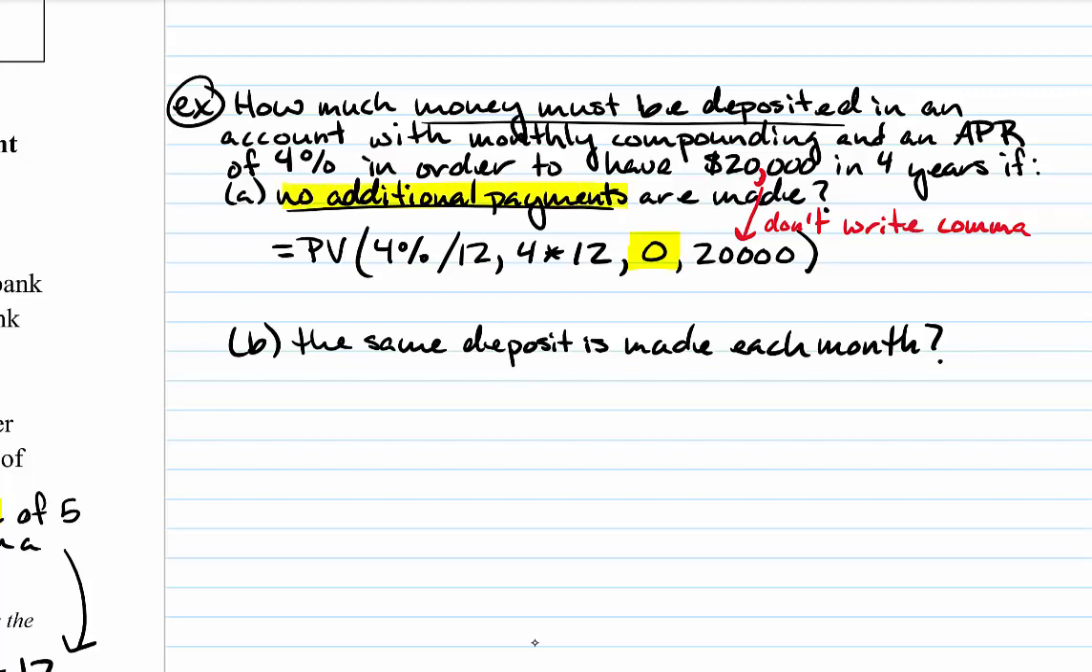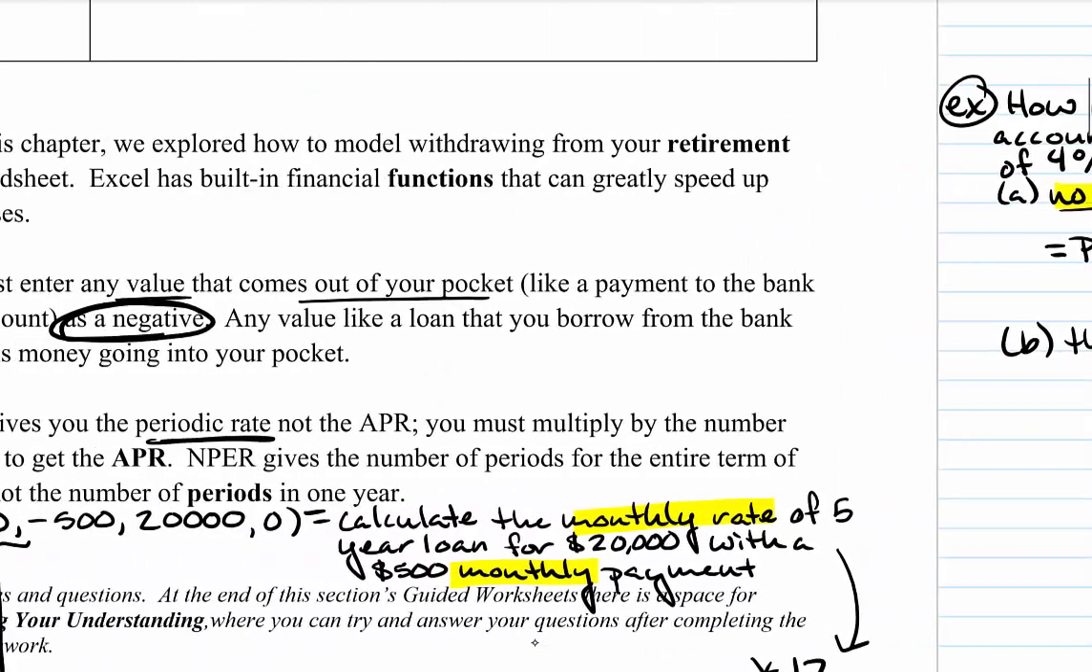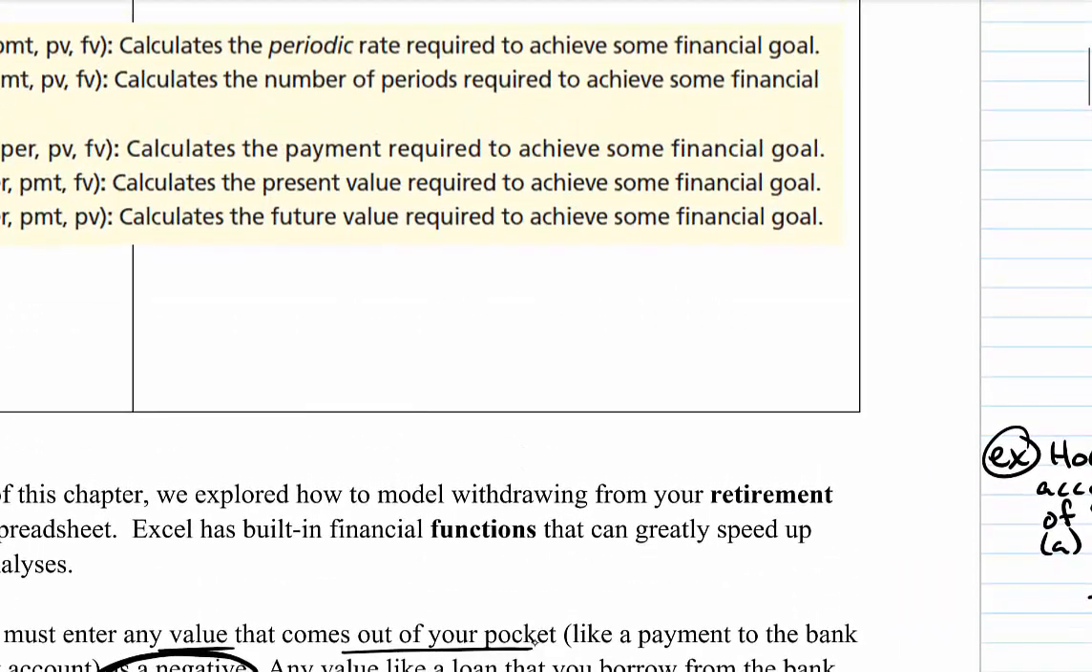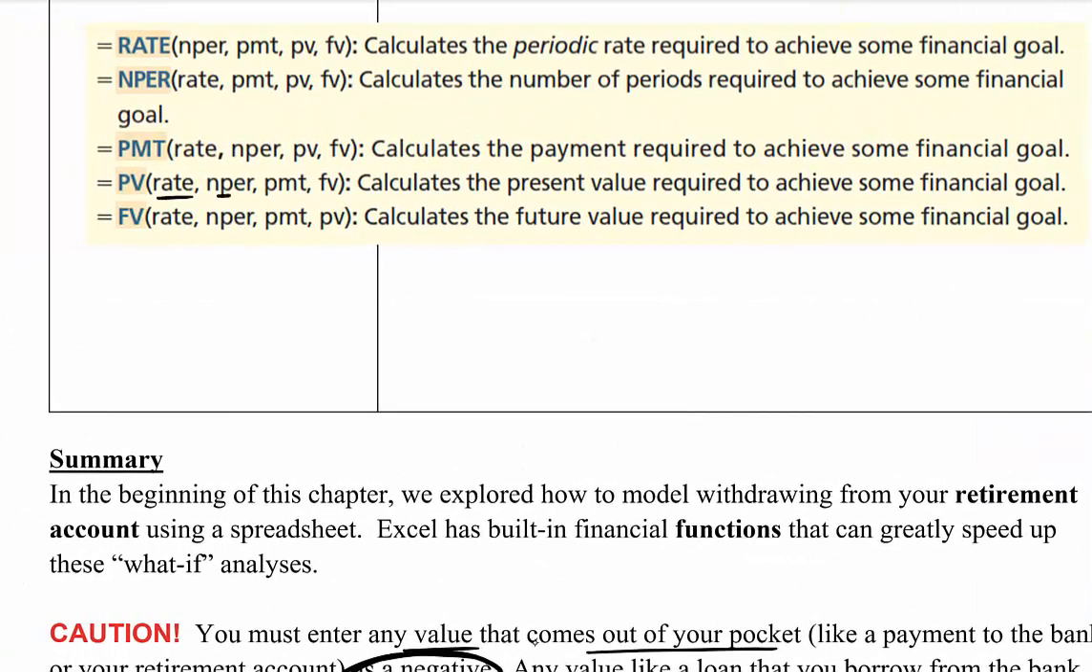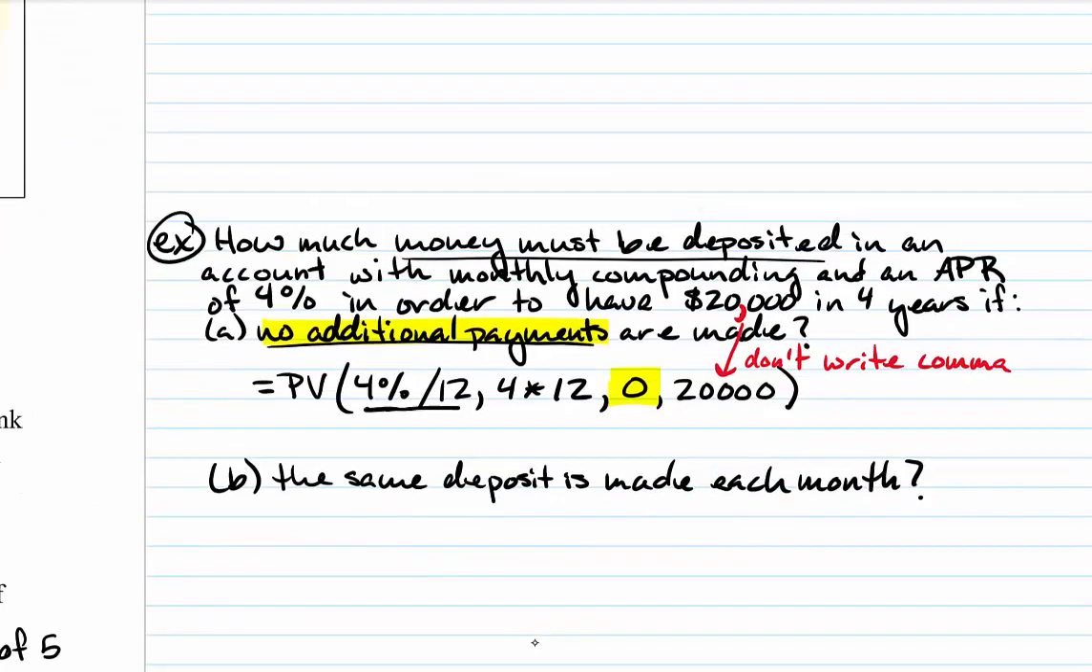Now, if you compare and contrast what I have here with our formulas up here, we should have a rate, the n per, the payment, and the future value. The rate divided by 12 because it's compounded monthly. The n per, remember the n per is the total number of periods. So 4 years, each with 12 payments being made each month, is a total of 48, or 4 times 12. And we don't have a payment.